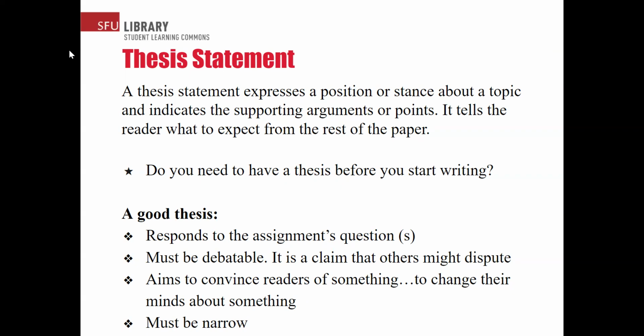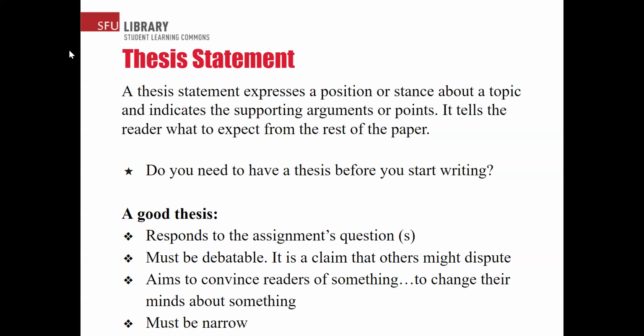A good thesis has a number of features. First, a good thesis statement responds to the assignment's question. So if the assignment requires you to consider one or more than one question in your essay, then the thesis statement could be your direct response to those questions.